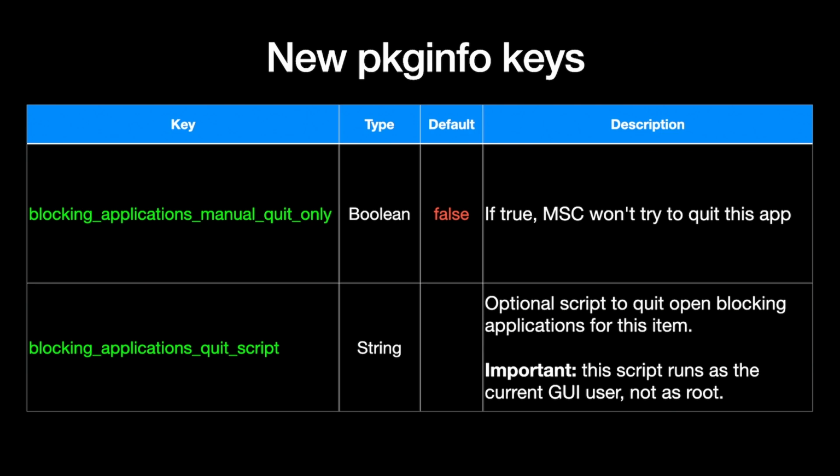If Managed Software Center can't quit it for some reason, you might be able to work around that issue with the second key, which is the blocking applications quit script. So if you've got some piece of software where there's an app, and there's a menu bar app and this other helper thing, and all of that needs to be quit, you could write a script that goes and quits all of those things. Do remember that Managed Software Center runs as the current GUI user, and so that script will also run as the current GUI user. So if some of the things that need to be quit are running as root, this isn't going to help you. You'll have to handle this other ways. But it is potentially an option.